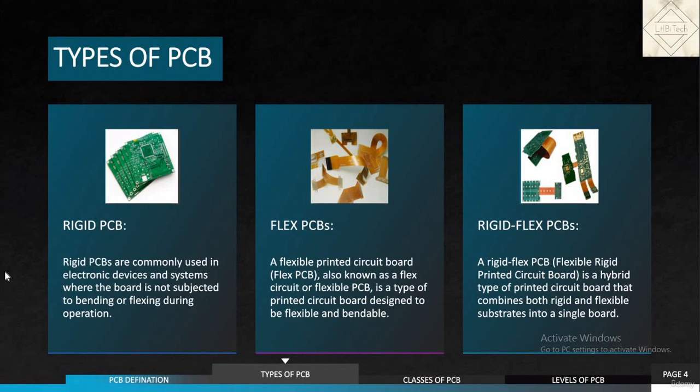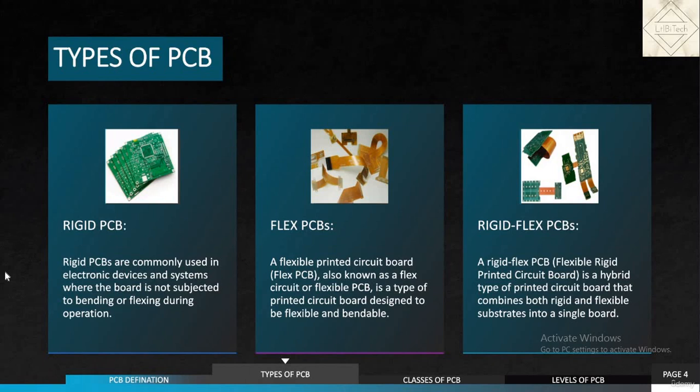The next type is the flexible PCB, the flex PCB as we call it in general. The flexible printed circuit board is also known as flex circuit or flexible PCB. It is a type of printed circuit board which is designed to be flexible and bendable. So if you want to connect from one PCB to another PCB, you can use these flexible PCBs for getting the routing or connection from one PCB to another PCB. We can use flex PCBs.